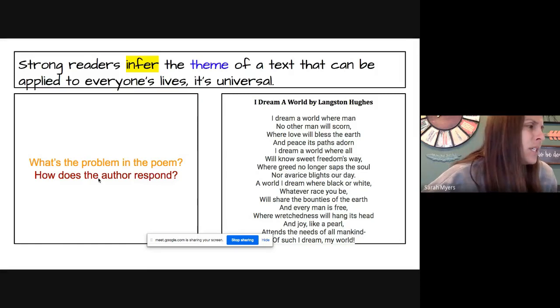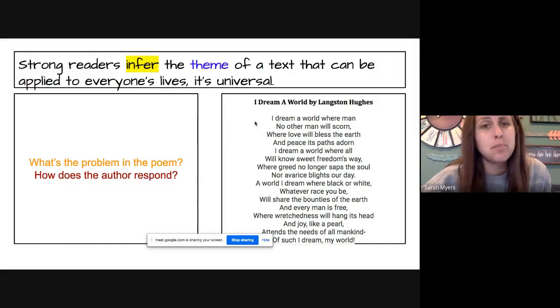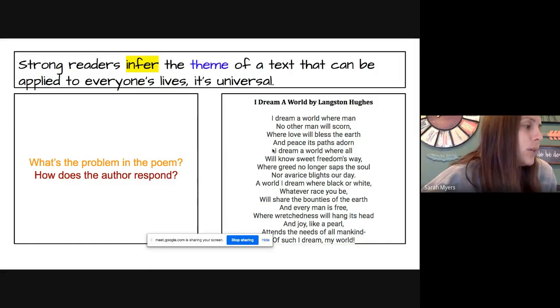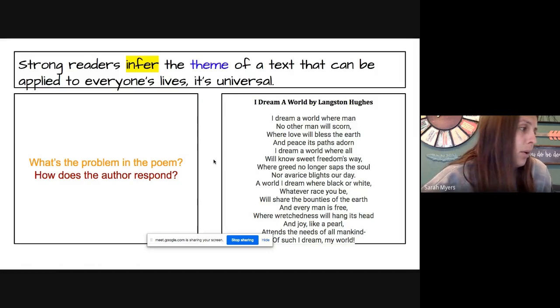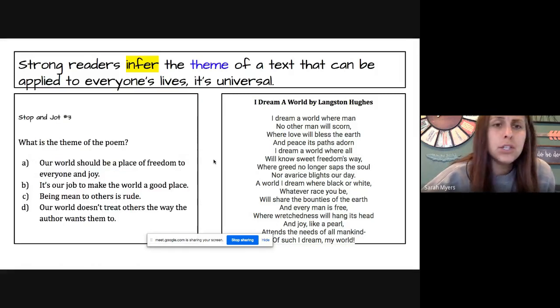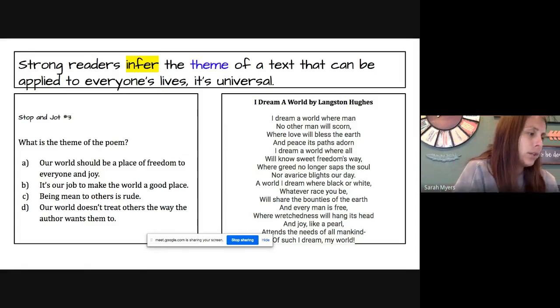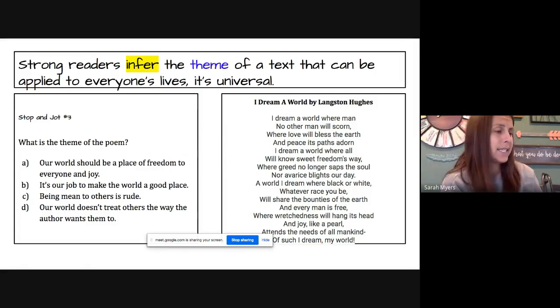I get that because he's dreaming of this better world. And how does he respond? He keeps dreaming of this better place. He's really hoping that there's going to be this better place for people. So we're going to read it one more time, thinking of what is this universal lesson that we can all learn from this poem. "I Dream a World" by Langston Hughes.